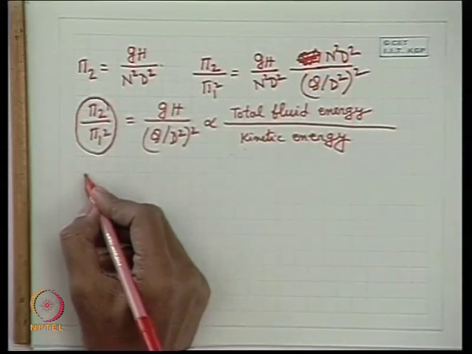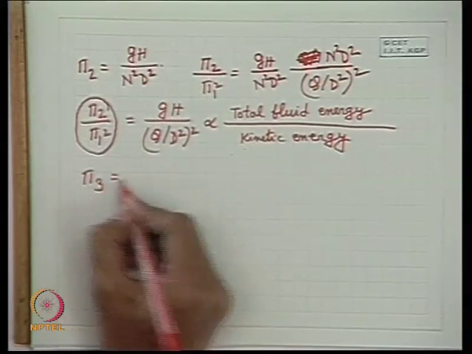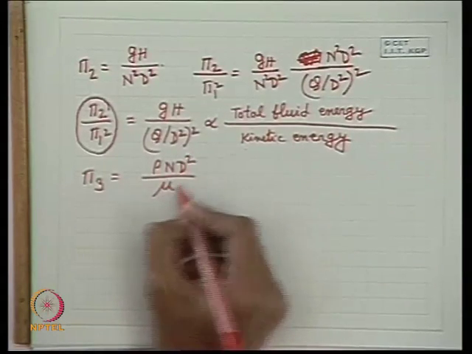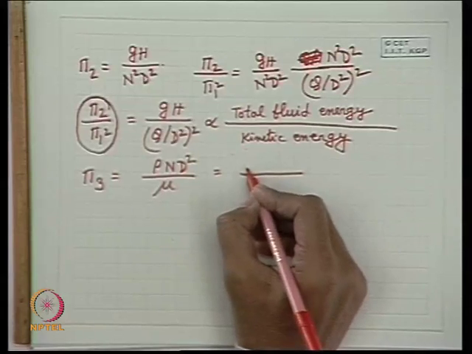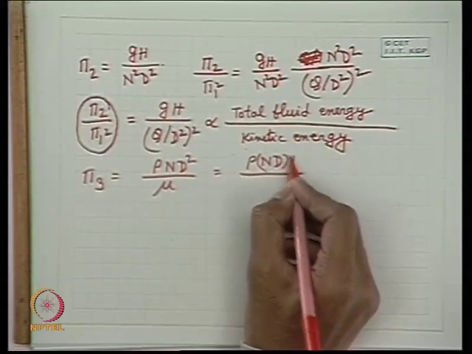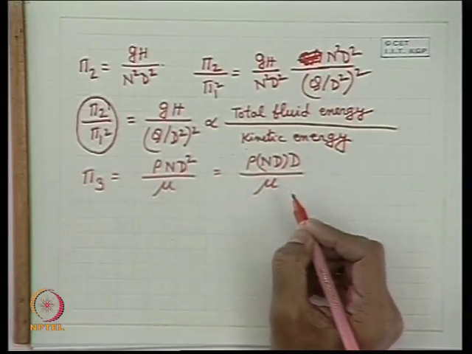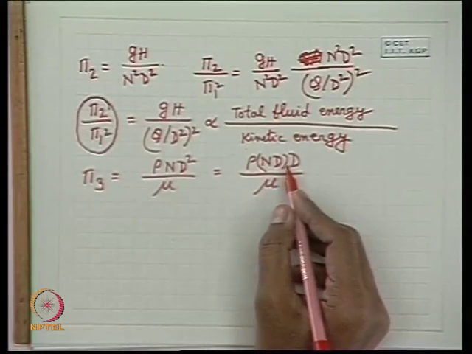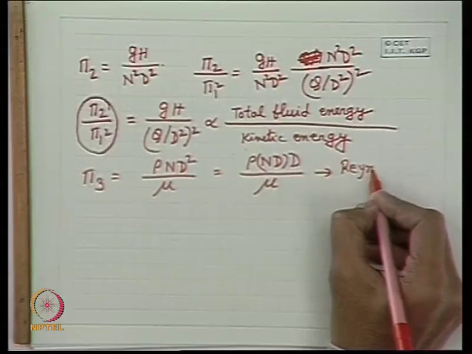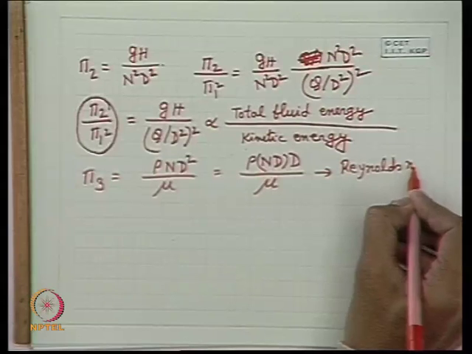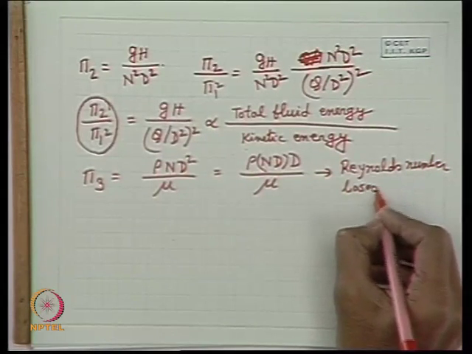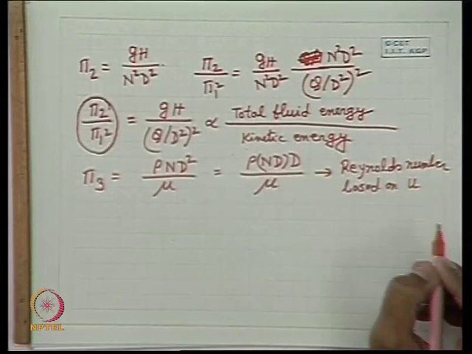Now, we come to the third pi term. The third pi term is rho n d square by mu. What is the physical significance? Very simple. It is rho n d, taken separately, times d by mu. You see that n d is the characteristic rotor velocity. So, this is a sort of Reynolds number based on u, the rotor velocity.